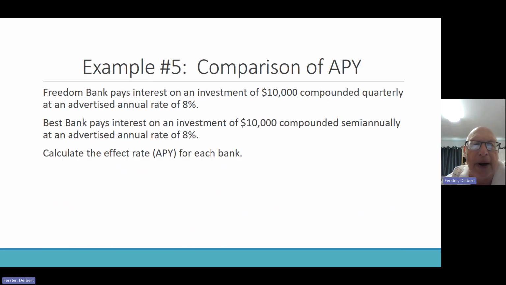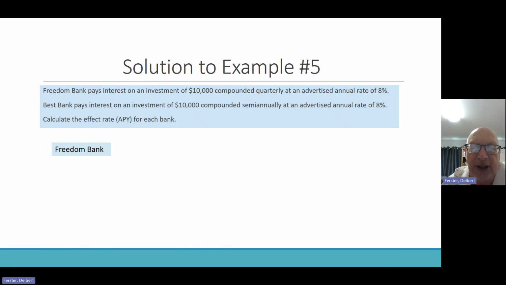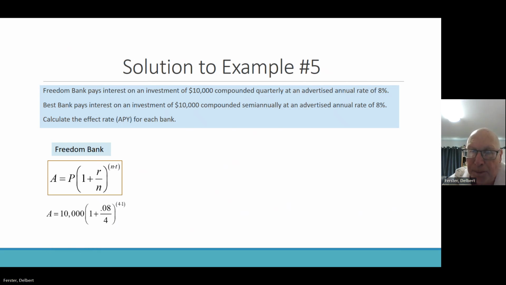All right, so here's your example. 2 banks. Freedom Bank pays an interest rate of 8% compounded quarterly. Best Bank pays that same rate at 8% but compounded semi-annually, so only twice a year. And you're calculating the APY for each bank. So here we go. Same problem set. Freedom Bank says, let's calculate it, baby. Formula that you and I have used previously in this section. Freedom Bank, if you look up there, they're quarterly. So N for them is 4.